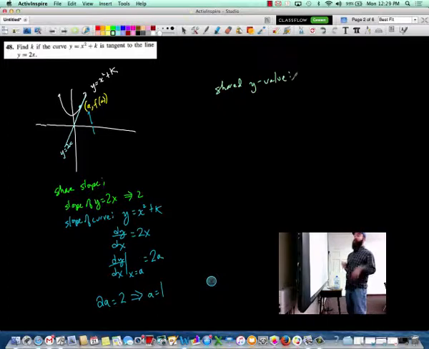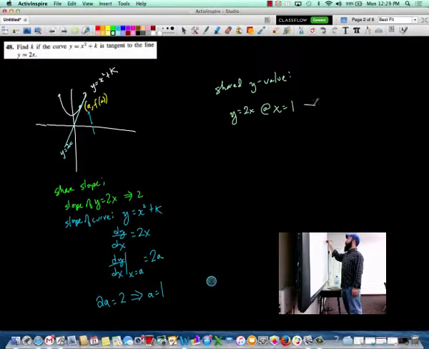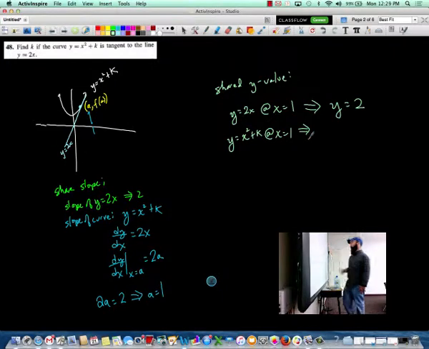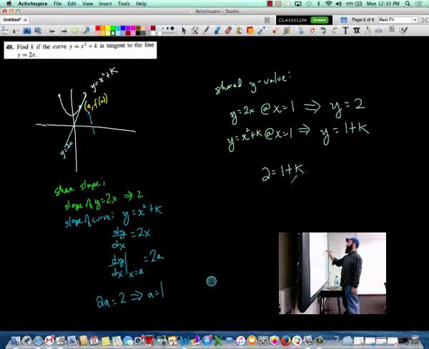Now, since that point is at 1, on the line y equals 2x, the y value is 2. Clearly, you plug 1 in for x. And then, on the actual graph, x squared plus k at x equals 1, that would be y equals 1 squared plus k, which is 1 plus k. Those y values are shared, so I can set those things equal to each other, and then solve for k. So, k is 1, and that's number 48.